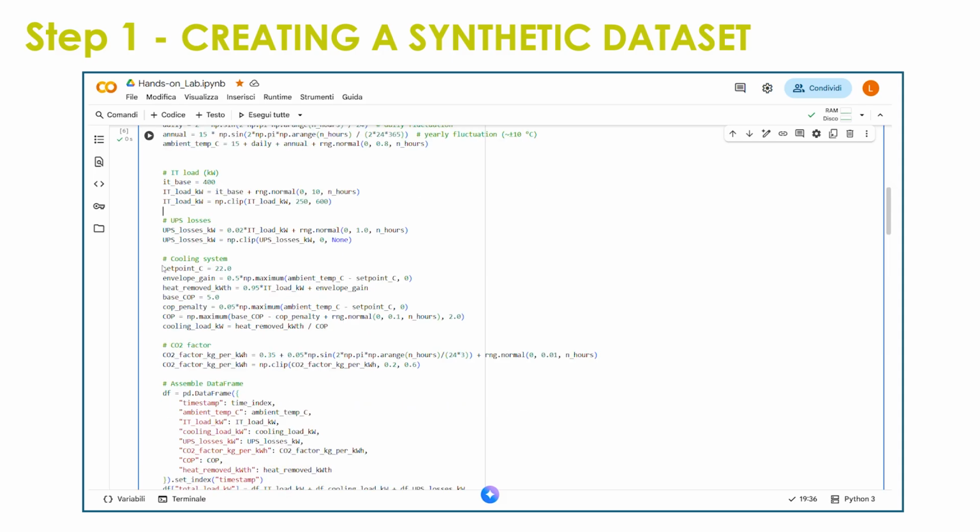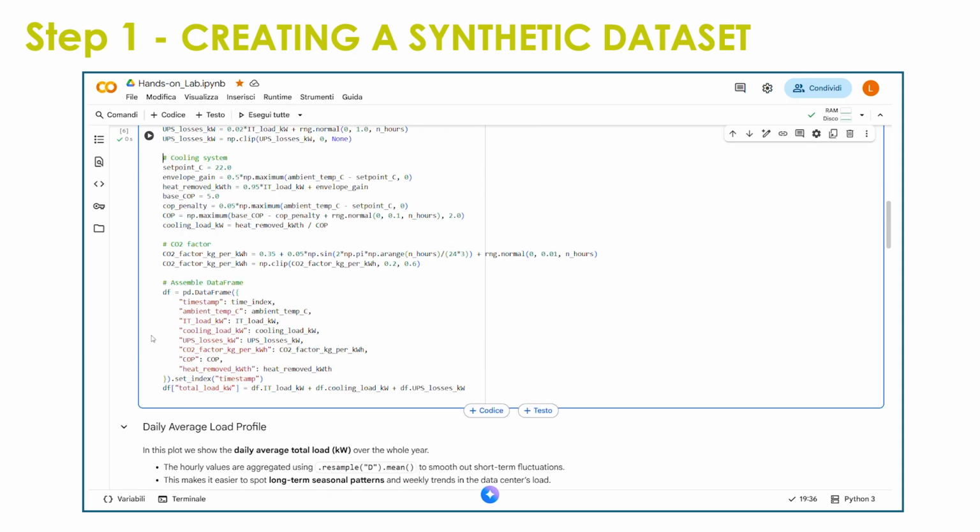Finally, we simulate the cooling demand, which is driven by a set point, in this case of 22 degrees. The COP degrades slightly as ambient temperature rises above the set point. This cooling electrical load is computed as a thermal load divided by COP. Finally, all these signals are assembled into a data frame, which is a data structure of the library pandas, which can help us to manage and process this data more easily.